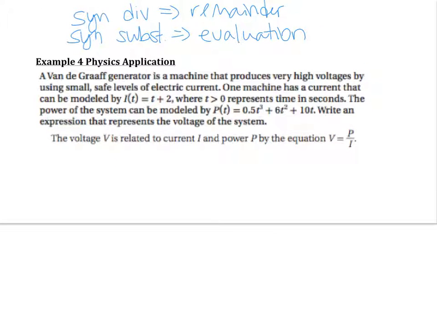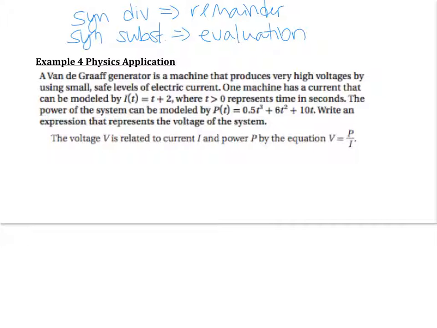Okay, so now we get into some applications. We have a machine that produces very high voltages. One machine has a current that can be modeled by this function, t plus 2, where t represents time in seconds. And the other one, the power of the system, can be modeled by this function, 0.5 t to the third plus 6t squared plus 10t. Write an expression that represents the voltage of the system. And you can see voltage equals P divided by I.